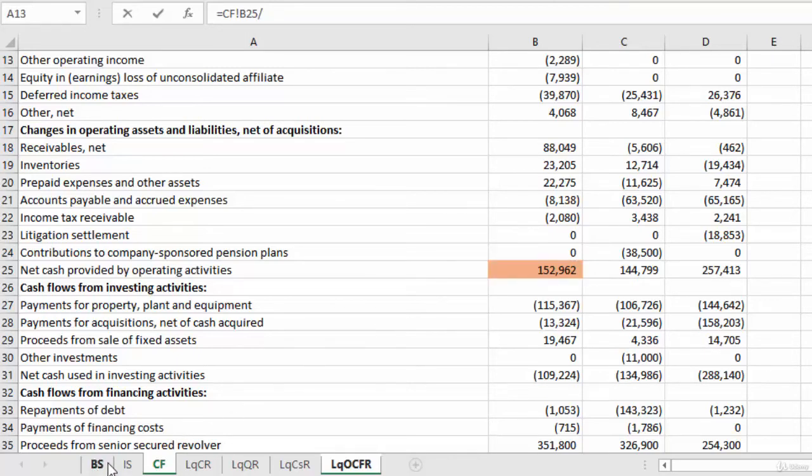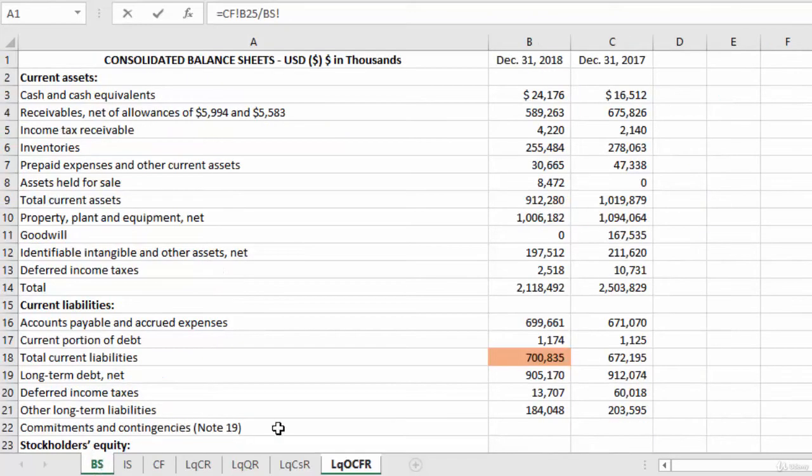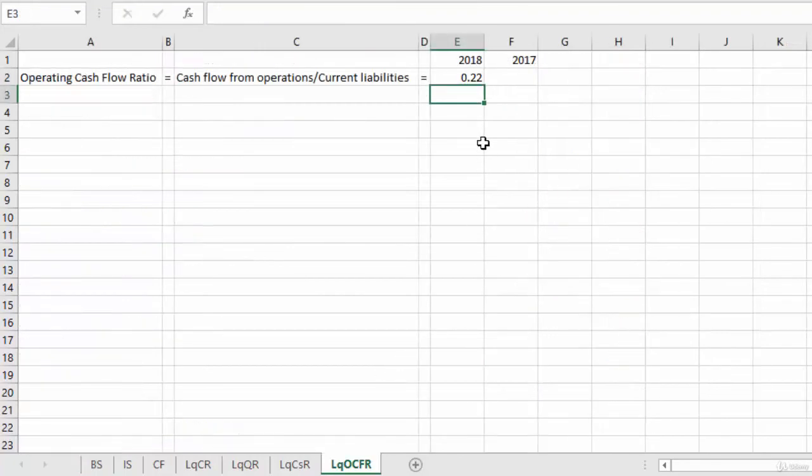Let us go to the worksheet containing the second item, the balance sheet, where we have the total current liabilities. If we click the cell, then we get it, and after that we press the enter key and we get the operating cash flow ratio of the company for the year 2018.